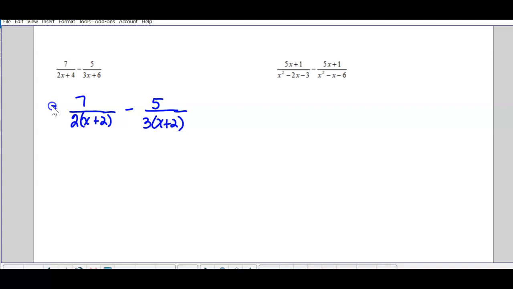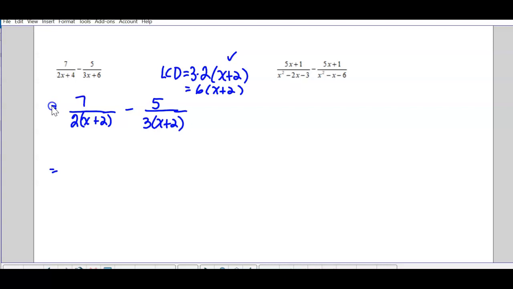So here, your lowest common denominator, you might want to just put it separately somewhere. Take a look at each denominator. I need 2 times x plus 2. Okay, I need to have that. Then I look at my other one, I need to have 3 times x plus 2. Well, I already have an x plus 2. It's common to that. But I need a 3. So really, I need 3 times 2, which is 6, times x plus 2. 6 times x plus 2.